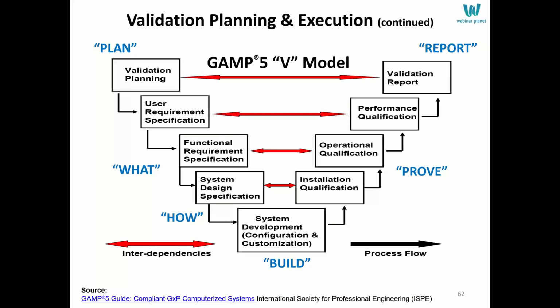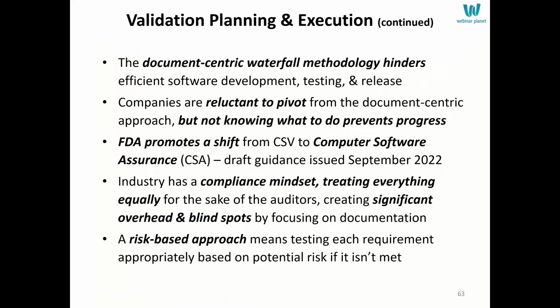And then once you build your system, you go up the right-hand side and you prove that everything's working. Installation verifies the design is correct. Operational qualification, that confirms that the requirements are met. And performance qualification, that shows that the user, how they specify they intend to use the system, is met. And then finally, the validation report. And that will be based on what you planned. Did you do it, or were there deviations, and how do you account for them?